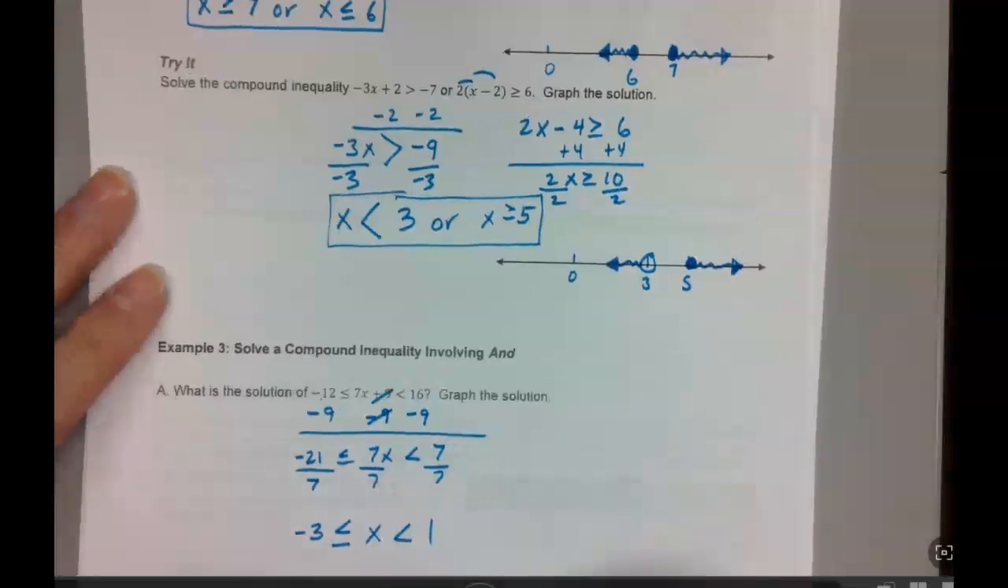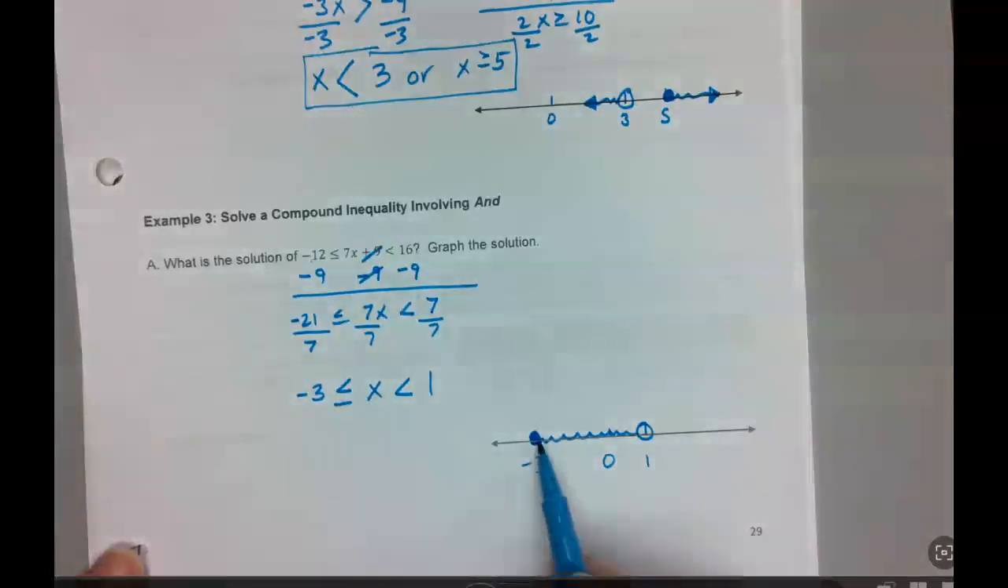So negative 3, 0, 1, closed circle, open circle, and connect those two. Ands are normally connected like this. I'll do it again because I get cut off here. So x is greater than or equal to negative 3 is going this way, and x is less than 1 is going this way. So they intersect between those two.